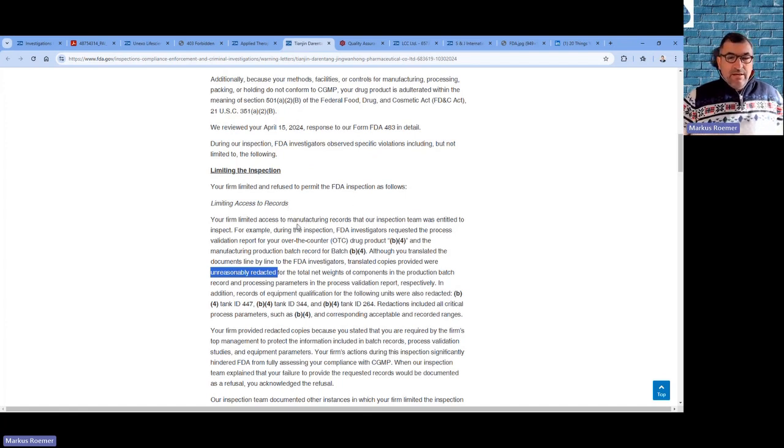So, your firm limited access to manufacturing records that our inspection team was entitled to inspect. Most probably for US batches, I'm 100% sure. They were translated and unreasonably redacted. How can you do that? That's impossible. That's stupid. Don't treat the people like idiots.